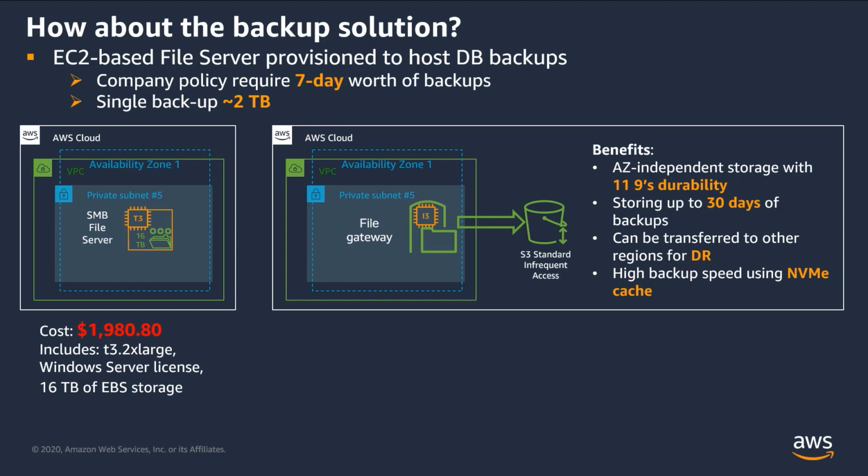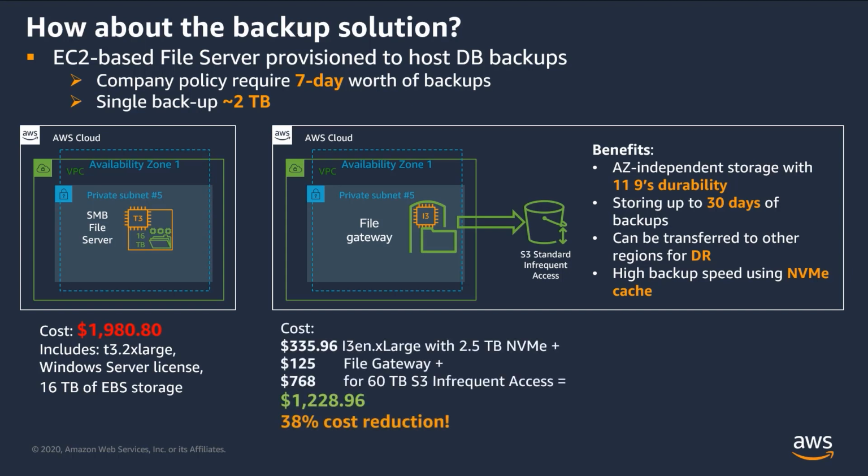Cached backup files are uploaded asynchronously to Amazon S3 Infrequent Access storage, which offers 11 nines of durability. This durability level significantly exceeds the durability of files stored on a file server. Due to the low cost of S3 Infrequent Access, we can increase backup retention from 7 to 30 days. Besides multiple operational benefits, this backup solution is also almost 40% cheaper than the original one.